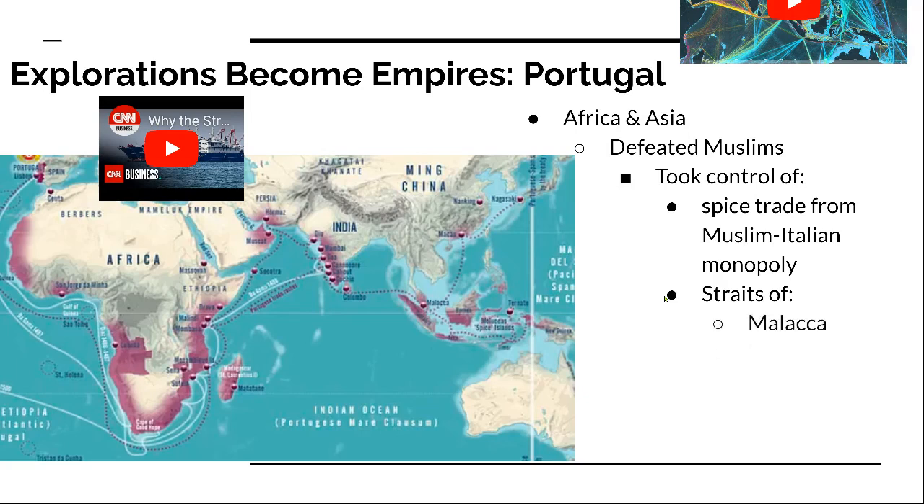Now, another part of this is going to be the control of two straits. And if that looks like an incorrect spelling of straits, it's because it's not that kind of strait. The only strait we've really talked about to this point has been the Strait of Gibraltar. But that helps us understand what a strait is. A strait is a narrow strip of water separating two areas of land.